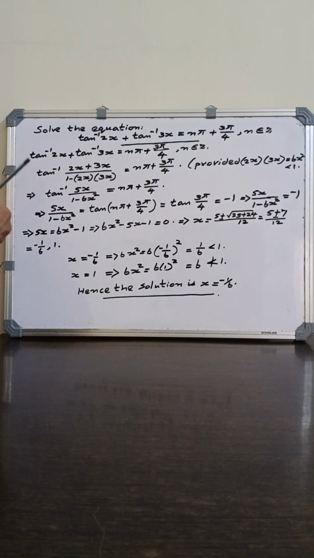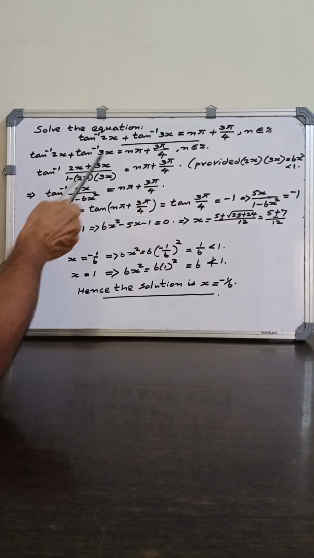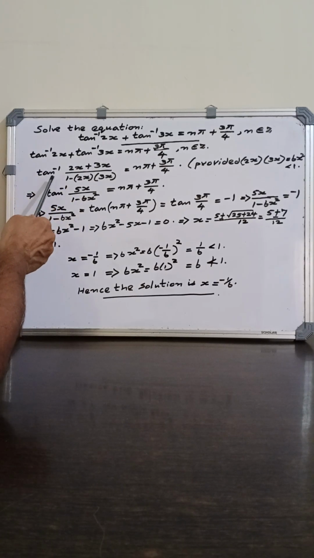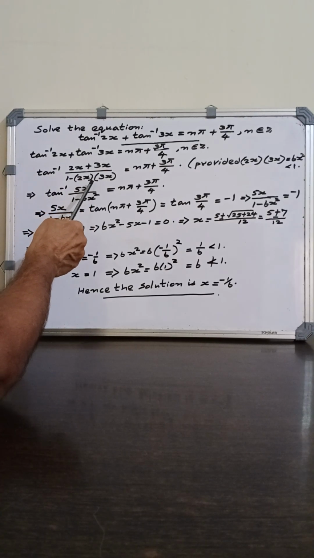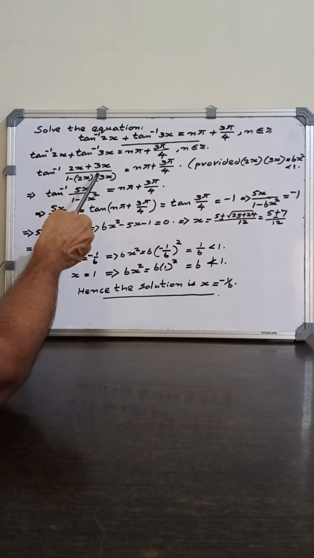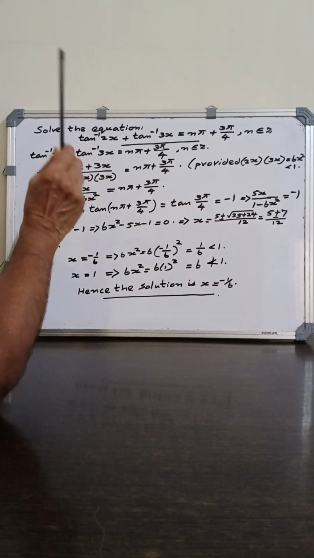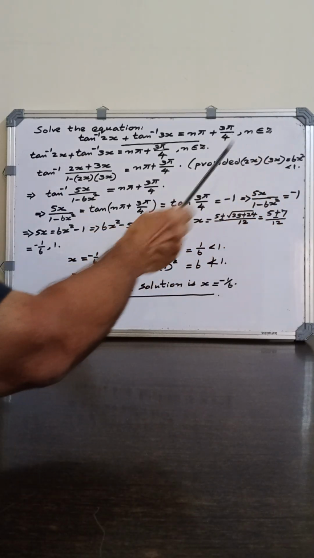Tan inverse a plus tan inverse b equals tan inverse of a plus b by 1 minus ab, that is tan inverse of 2x plus 3x by 1 minus 2x into 3x. But one thing, 2x into 3x equals 6x squared, and that must be less than 1. That is the meaning. Therefore, we can consider it like this. That is the special feature here.